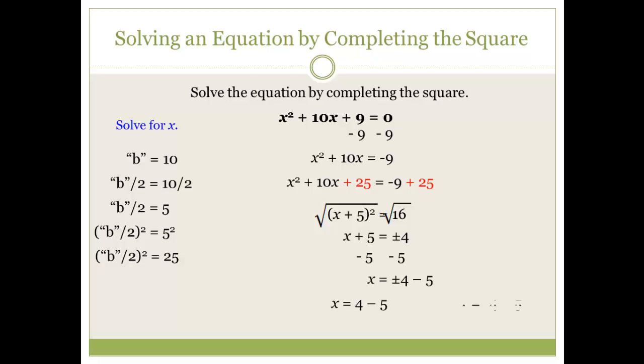We have to split the plus and minus into two different equations. In the left equation, we have -1. In the right equation, we have -9. Our final answer is -1, -9.